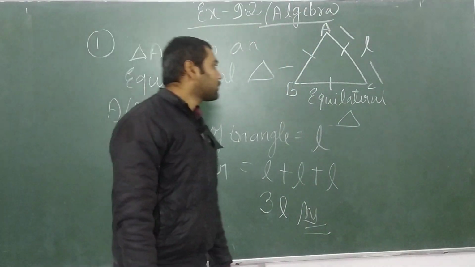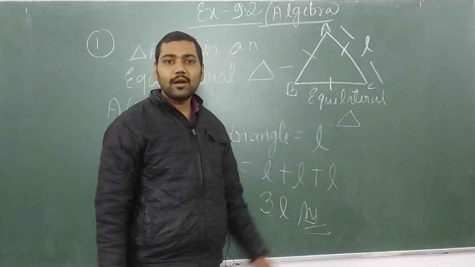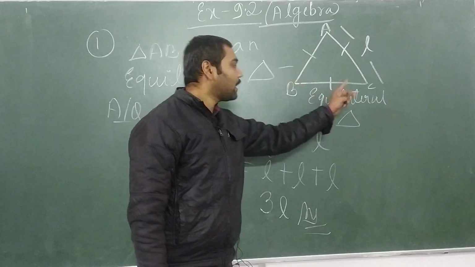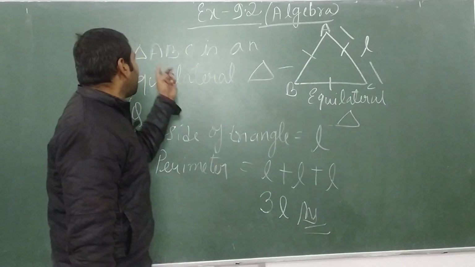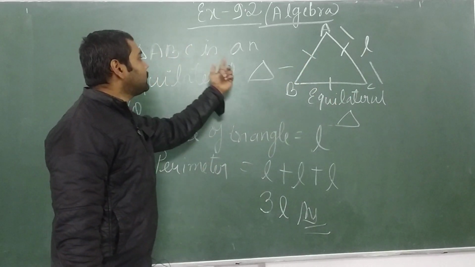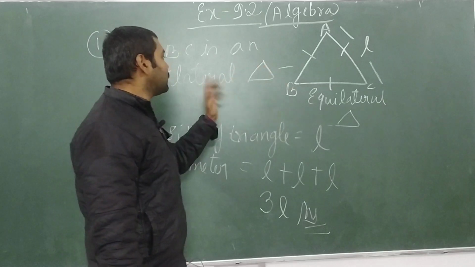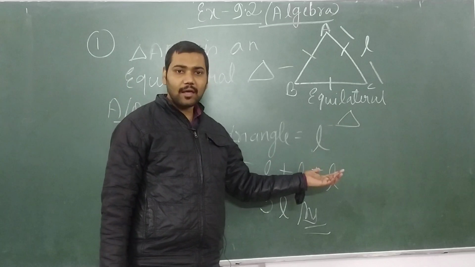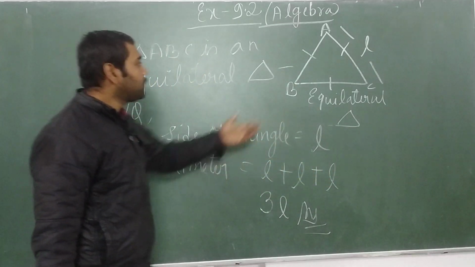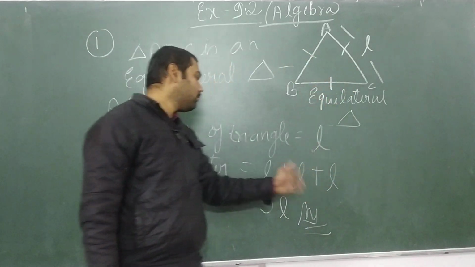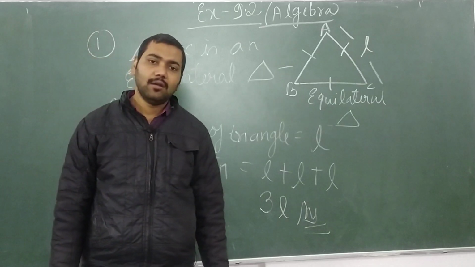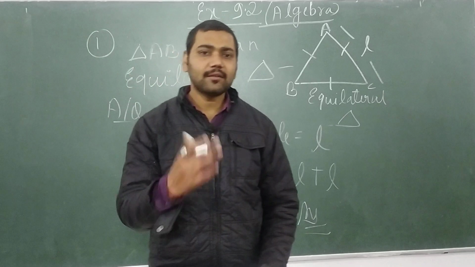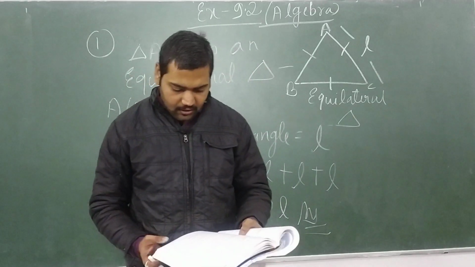See here, again I am explaining: the triangle is equilateral, which means all 3 sides should be equal, L, L and L. We have named the triangle ABC. ABC is an equilateral triangle. According to the question, the side of the triangle is L, so its perimeter will be L plus L plus L equals 3L. It is clear? This is the perimeter. Very simple question, and the exercise is also very simple.